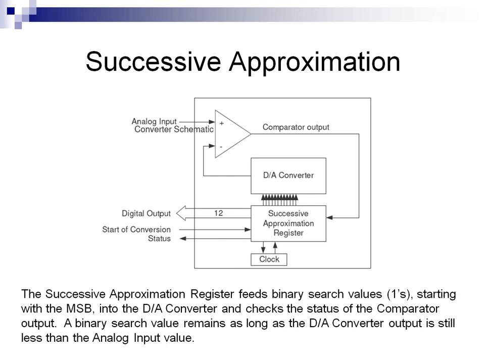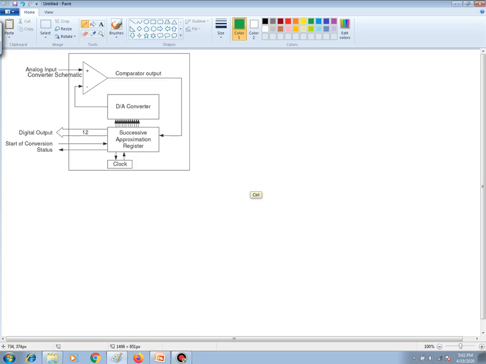One of the methods that is still being used currently is what we call successive approximation. Now, with this, the successive approximation register feeds binary search values, ones, starting with the MSB into the digital to analog converter, and checks the status of the comparator output. A binary search value remains as long as the digital to analog converter output is still less than the analog input value. Now, one of the things is that I want to spend just a little bit of time on this explaining it. So, here we go.